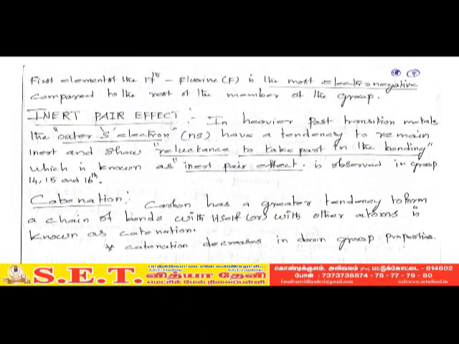Now we are going to discuss the inert pair effect. Inert pair effect means the outer s electron, that is called the ns electron, the s orbital electron, has a tendency to remain inert. Inert means not active, inactive. So the ns orbital electron has a tendency to remain inert, and so reluctant, meaning hesitation, to take part in the bonding. This is known as inert pair effect.